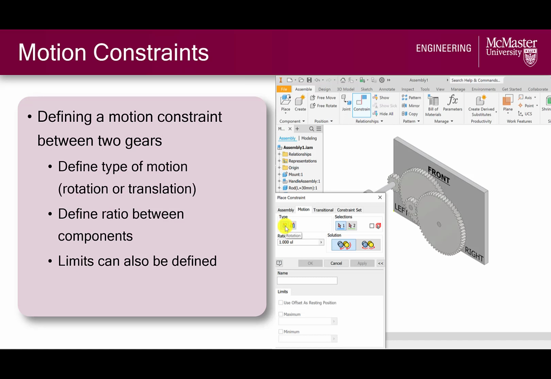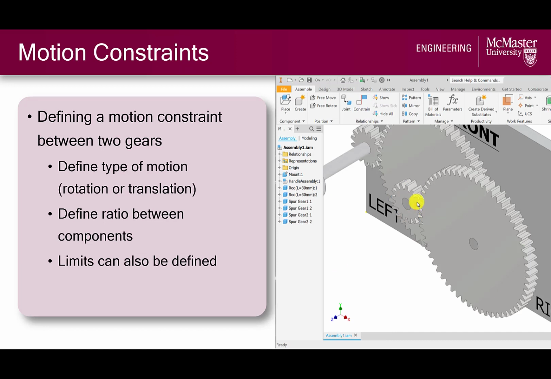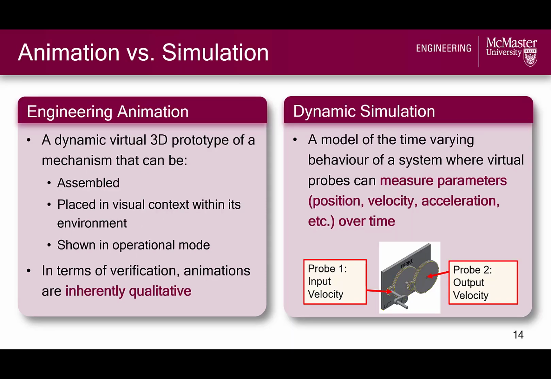If we select the rotation-rotation type for this gearing set, we can select the two gears and define the ratio between them. Once this motion constraint is set, we can try moving around gear C, and we can see how gear D moves in response, which is quite fun. So, by applying assembly constraints with limits and motion constraints, we are essentially leaving some degrees of freedom remaining in our assembly, which allows us to animate it, as was shown in the previous slide.